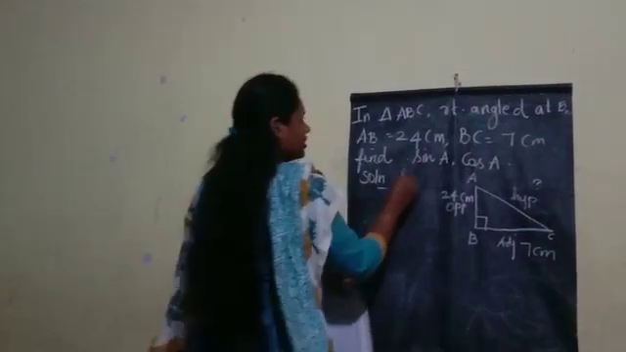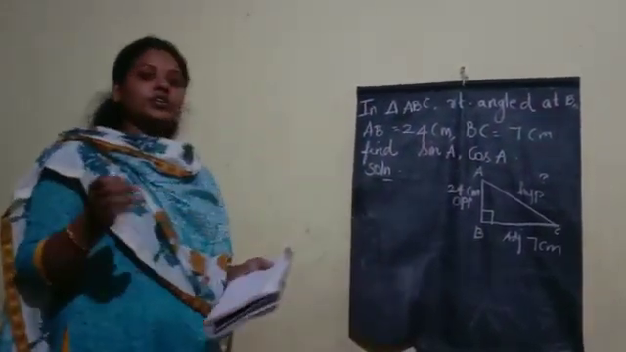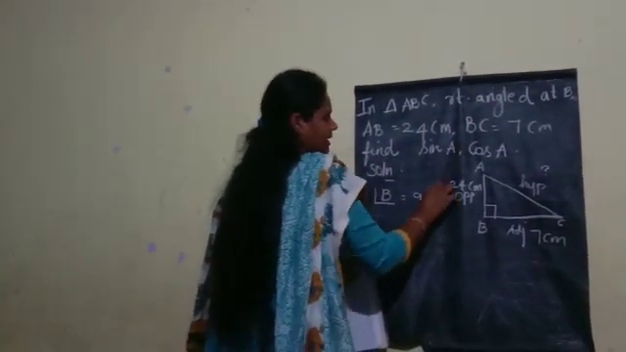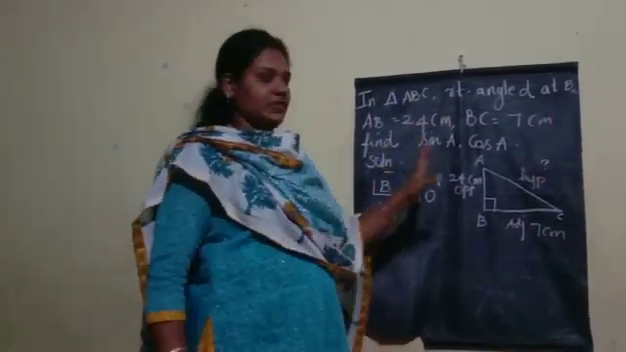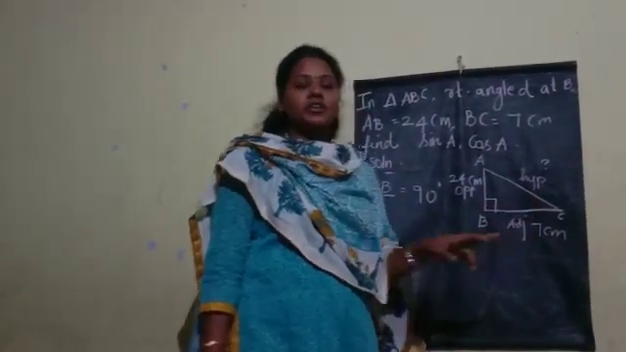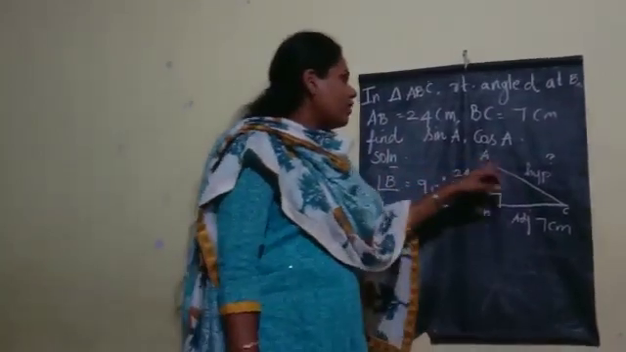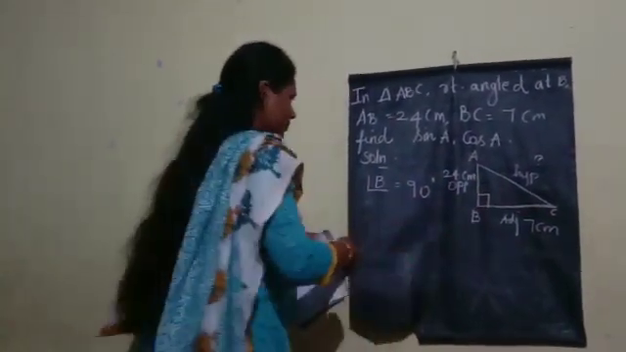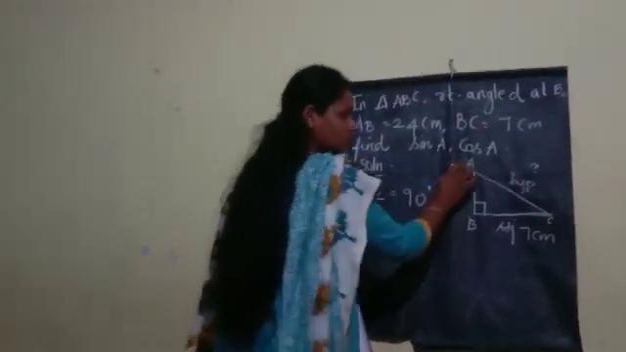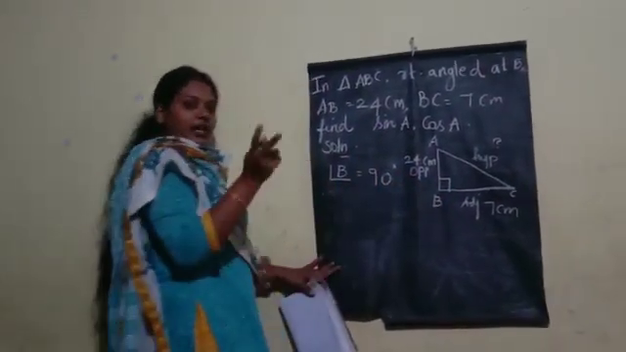Okay. So before that, one more thing they have mentioned: right angle at B, which means B is equal to 90 degree. This is a clue given in the question itself. So, to find the value of this side AC, we are going to use the Pythagoras theorem. The Pythagoras theorem says the square of the hypotenuse side equals the sum of the squares of the other 2 sides.